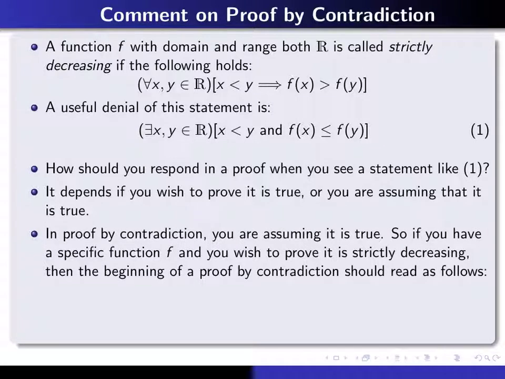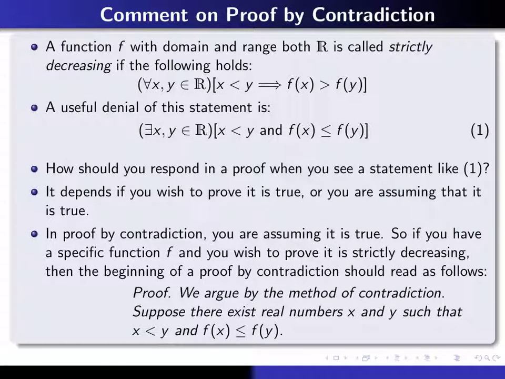Now, in a proof by contradiction, the idea is that you're starting off by assuming that something like this is true, and then you try to deduce a contradiction from that. So if you had a specific function f and you wanted to prove that it was strictly decreasing using the method of proof by contradiction, the beginning of your proof would read something like the following.